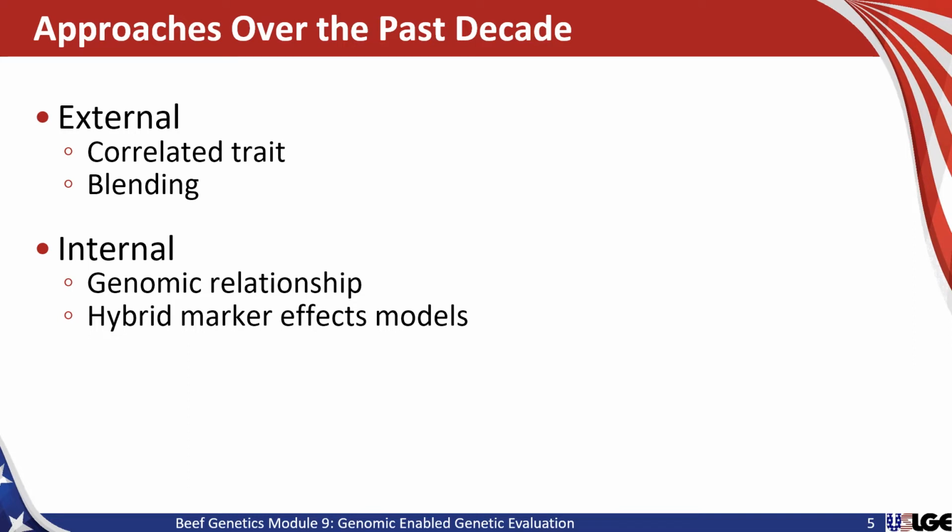However, in the US, all major beef breeds have moved to one of two what I call internal processes, whereby genomic information along with pedigree and phenotypes are used simultaneously in the genetic evaluation. The first of those methods makes use of genomic relationships, and that process is generally what we call single-step genomic best linear unbiased prediction, or single-step GBLUP. The second actually estimates the effects of markers for a selected subset of markers and also calculates a traditional EPD. Those two are done simultaneously in the same genetic evaluation, and we call this hybrid marker effects models.